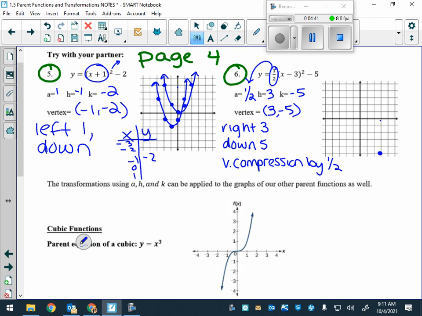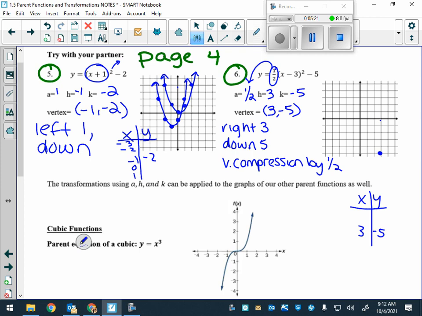So if we were to do our table of values, you could do the same thing. X, Y, with our vertex in the middle. Or I could show you by points. Because when you are doing vertical compression and down 5, which values do those change? X or Y? Vertical compression and down 5 affect what values? X or Y? Yep. The Y values.